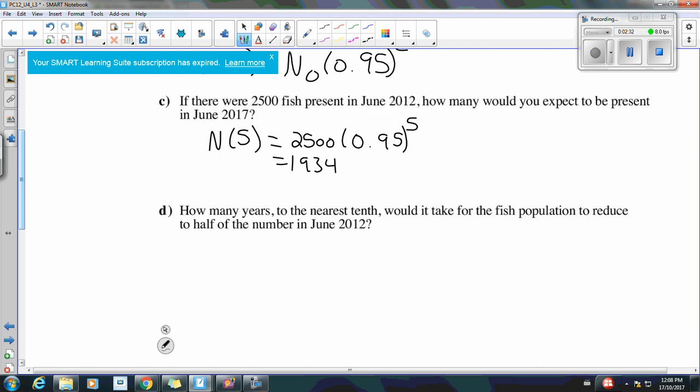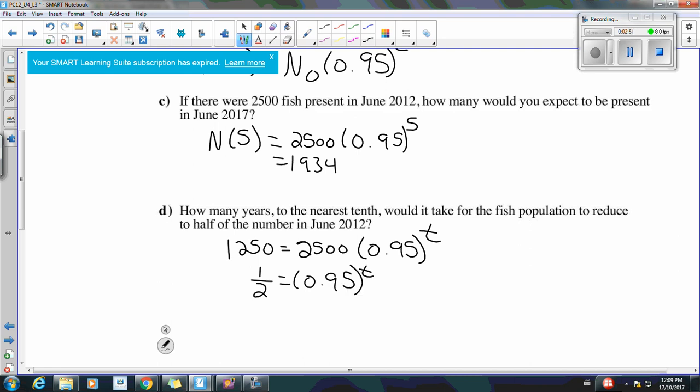D, how many years to the nearest tenth would it take for the fish population to reduce to half of the number in June 2012? Well, half of the number would be 1,250. And now we're solving for time. So start by dividing both sides by 2,500.